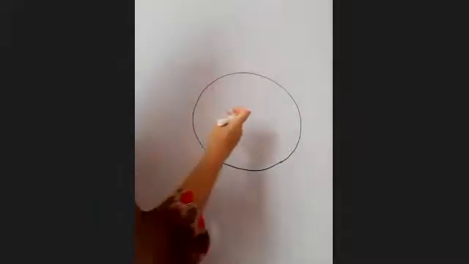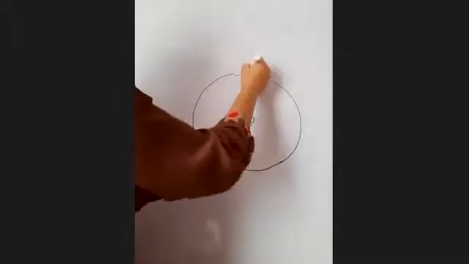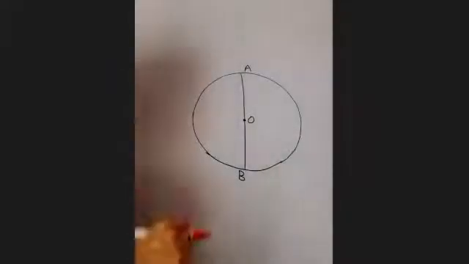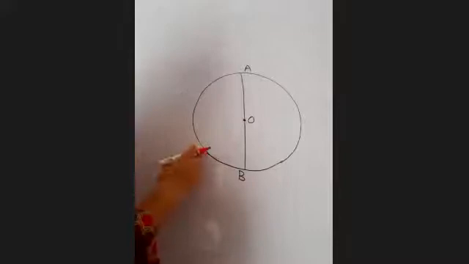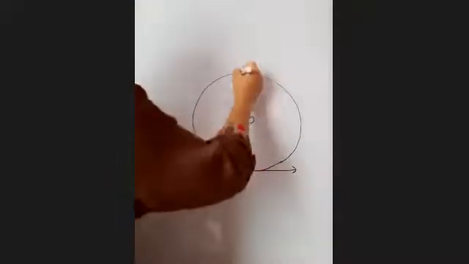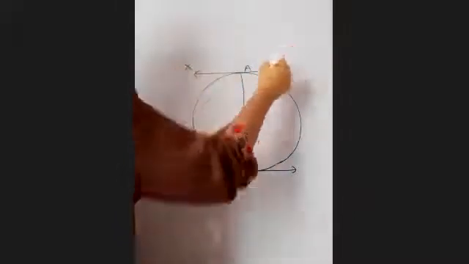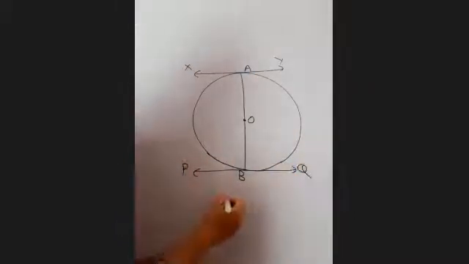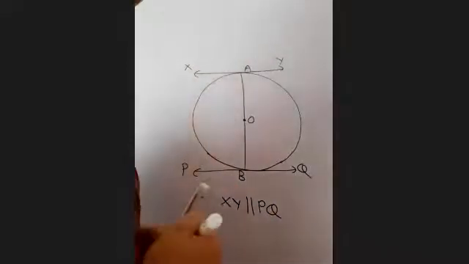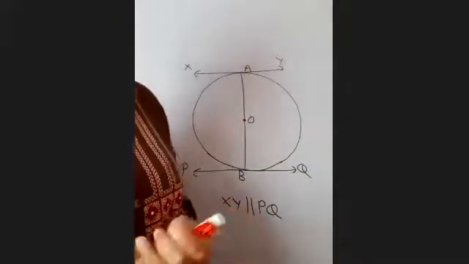Okay? Now in the next question, you are given a circle with center O and diameter AB. This is an important question. Now they want us to show that if we draw tangents at the ends of the diameter, let's say XY and PQ, then XY is parallel to PQ. The question is: prove that the tangents drawn at the ends of a diameter are parallel.